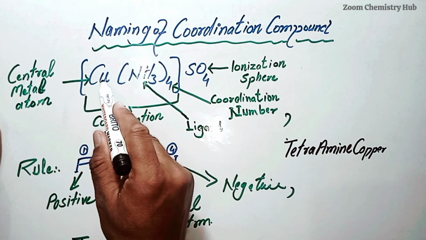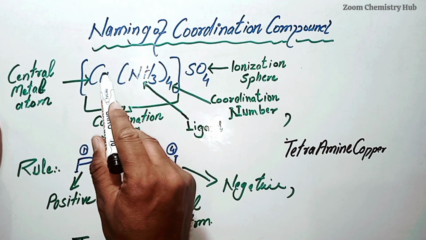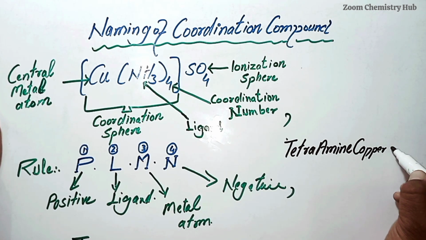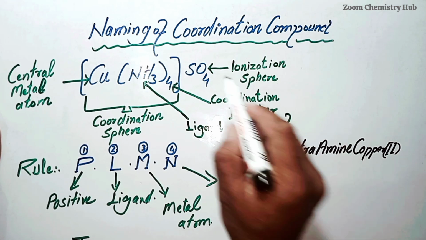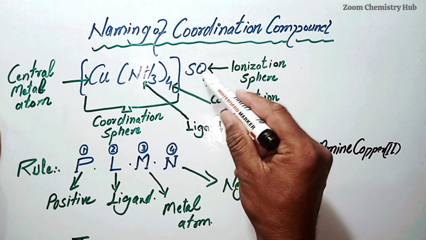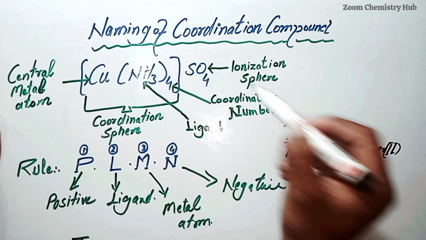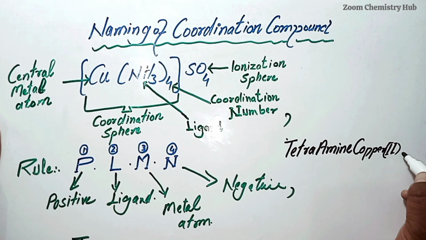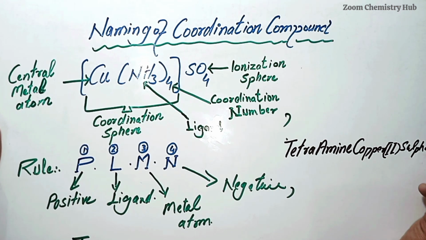and its oxidation state is +2. We write in Roman numerals, copper II, and here is the negative part, and at the last we will write the negative part. Here the negative part is the sulfate, and we write sulfate. Tetraamine copper II sulfate.